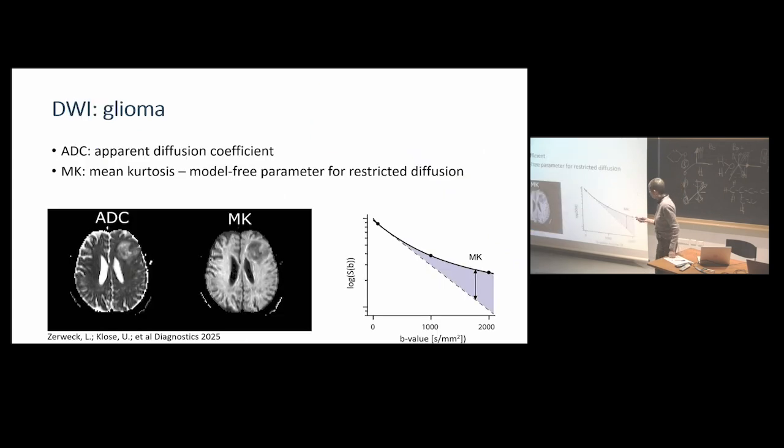My colleagues in Tübingen used it to look at something else. They look at this hindered diffusion, or this restricted diffusion. It was restricted so much in some places that they could start using it clinically. And what they evaluated was something which is called the mean kurtosis, which is basically the deviation from a monoexponential decay of this diffusion decay that you saw before.